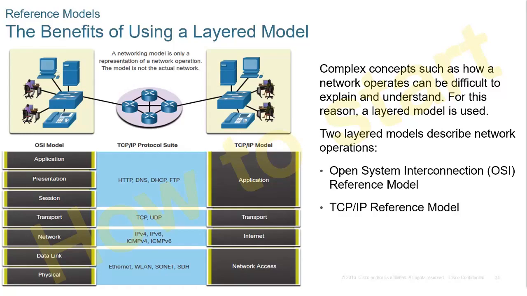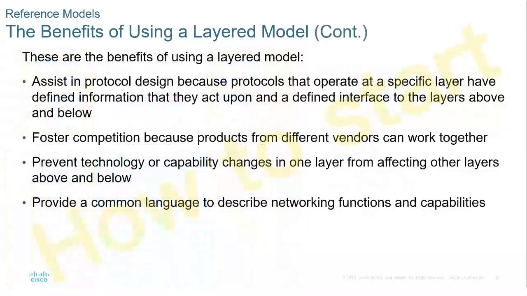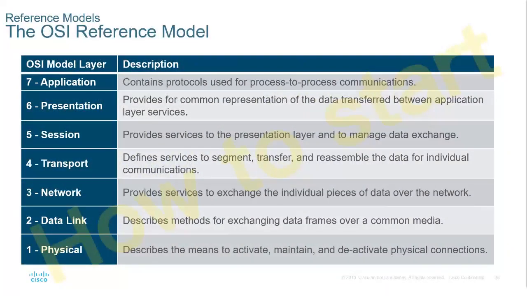OSI is going to be one of the more important ones because within the Cisco material, that is the one that is covered the most. The benefits of using a layered model: it assists in protocol design because the protocols that operate at a specific layer have defined information to act upon. It fosters competition because products from different vendors can work together. It prevents technology or capability changes in one layer from affecting things in another layer. Lastly, it provides a common language to describe networking functions and capability.